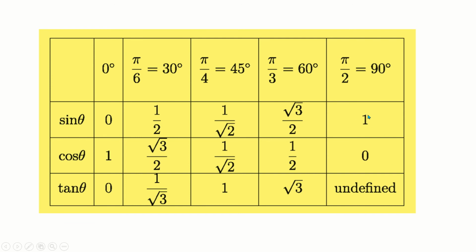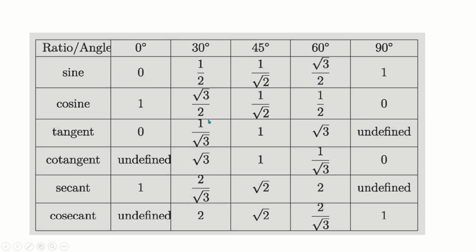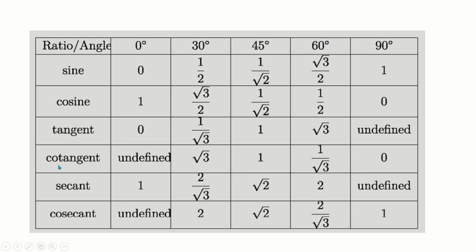And 1 divided by 0, that means something divided by 0, that is undefined. In the same way we can write cosecant, cosec theta. So cosec 0 degree is undefined, because cosec theta equals 1 by sin theta. When we take 0 degree, that will be 1 by sin 0 degree. So sin 0 degree equals 0, and 1 divided by 0 means undefined.